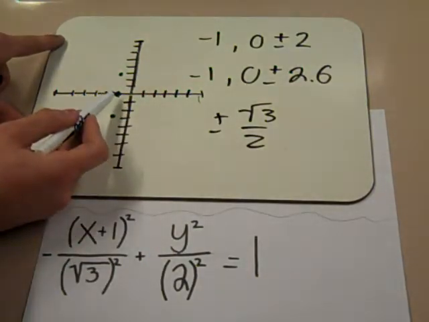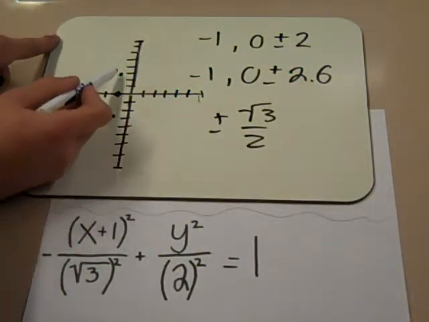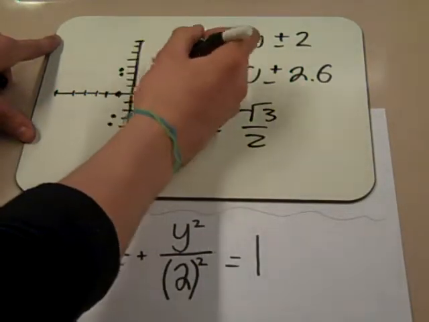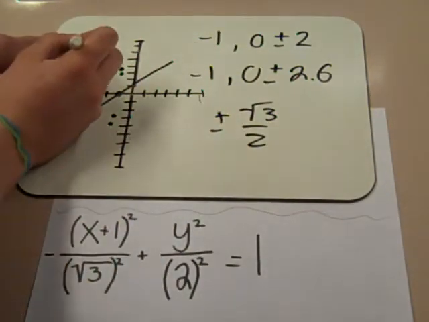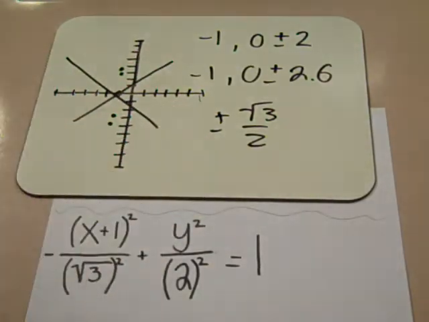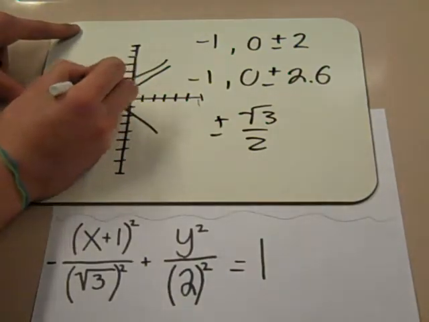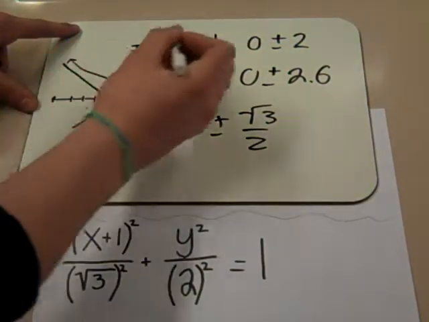Here is the center at (negative 1, 0). Here are the two vertices with the foci added, and the asymptote sketched in. You can now graph in the hyperbola. As you can see, the closest point to the center comes through the vertex.